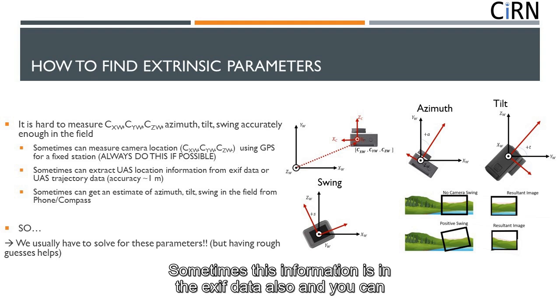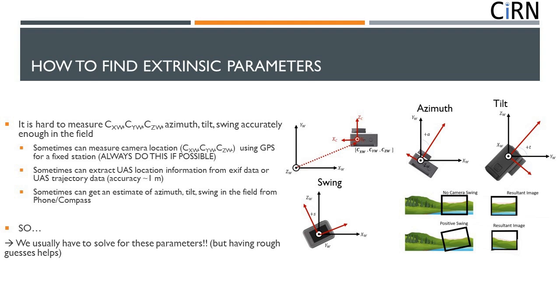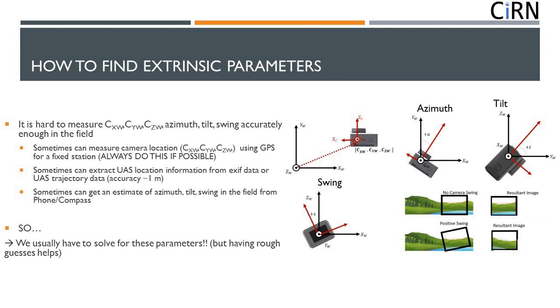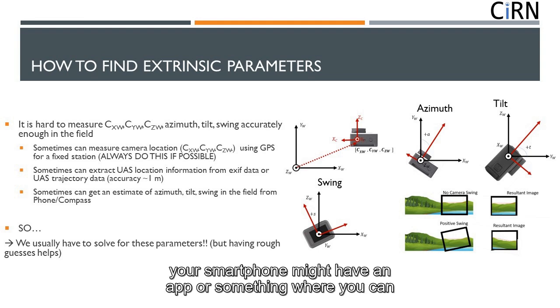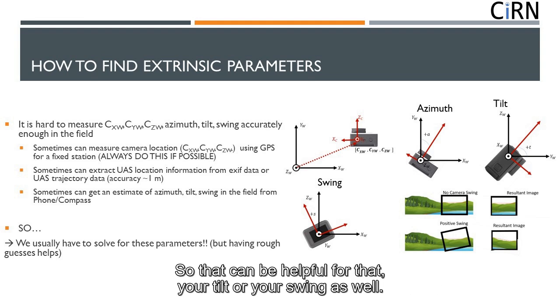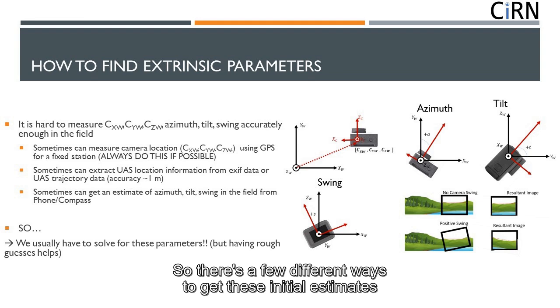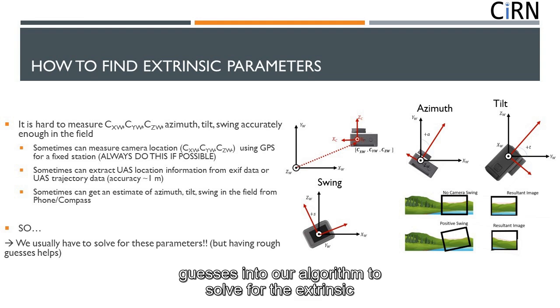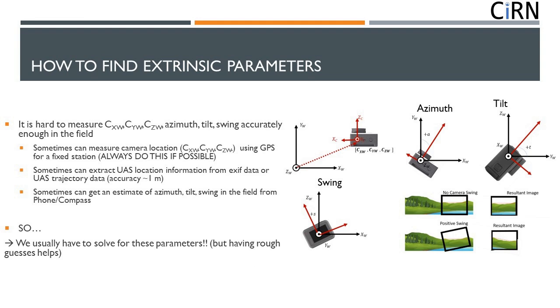Sometimes this information is in the EXIF data also, and you can extract that. Or if it's a fixed camera installation, your smartphone might have an app where you can hold it up and tilt it, and it will tell you the angle. So that can be helpful for your tilt or your swing as well. There's a few different ways to get these initial estimates of what these parameters are, and we'll use those as input guesses into our algorithm to solve for the extrinsic parameters.